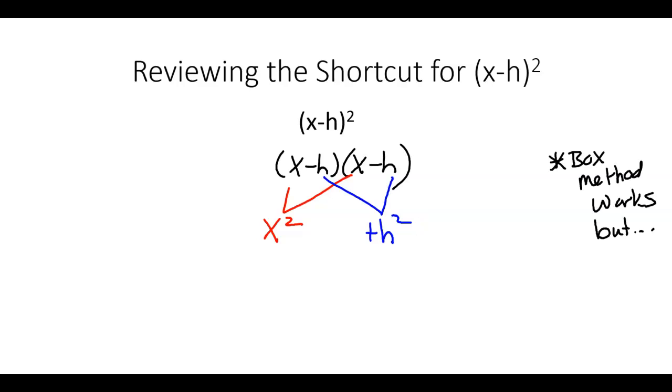And the middle one is the trickier one. You multiply these together. X times h. And it's negative, right? X times negative h is going to be negative xh. But we're going to, good job, we're going to double it. So you end up with negative 2xh. Okay? That's a little shortcut that we talked about a while ago. So we're going to use that. I'm going to use the shortcut. But once again, box method works if you want to use that instead. But I'm going to use the shortcut. Okay?